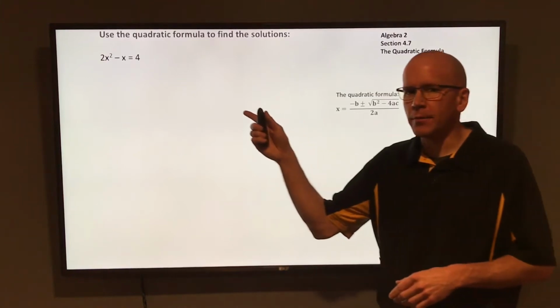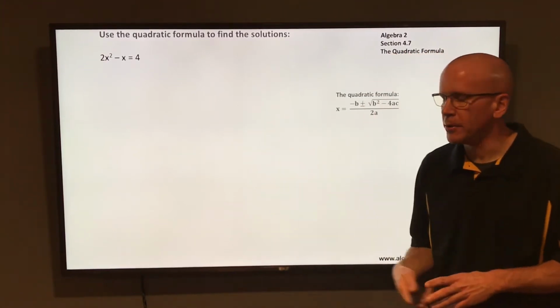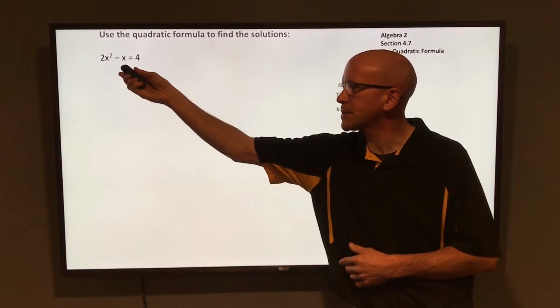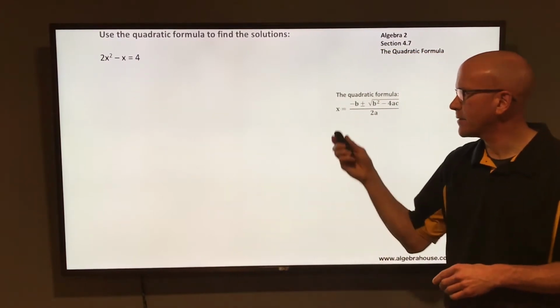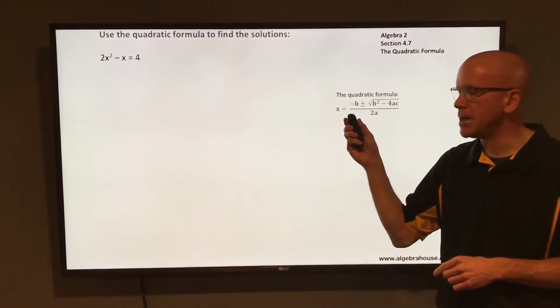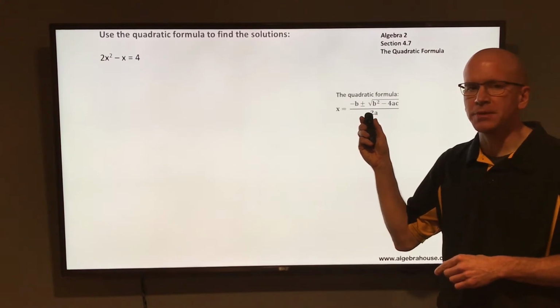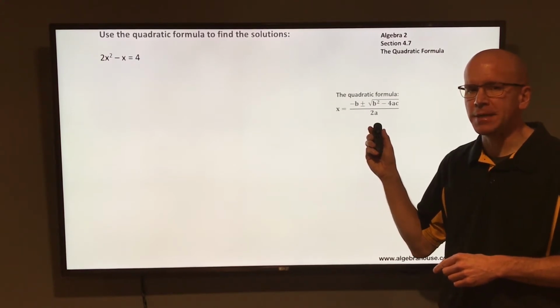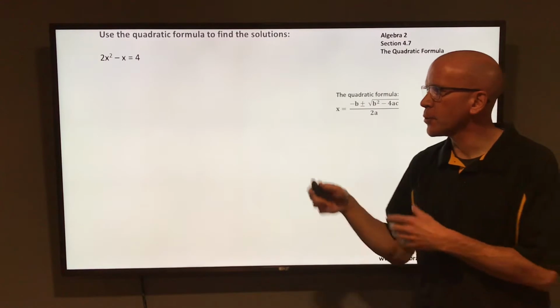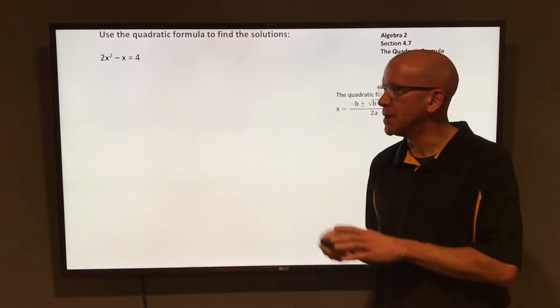Going to solve this quadratic equation using the quadratic formula. The quadratic equation is 2x squared minus x equals 4. And the quadratic formula is x equals negative b plus or minus the square root of b squared minus 4ac all over 2a.